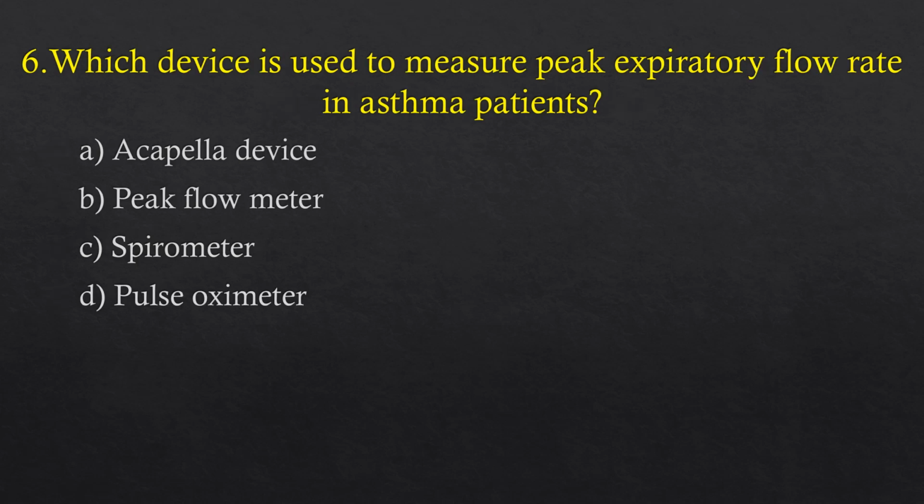Number 6. Which device is used to measure the peak expiratory flow rate in asthma patients? A, a cappella device. B, peak flow meter. C, spirometer. D, pulse oximeter. Here the answer is peak flow meter.